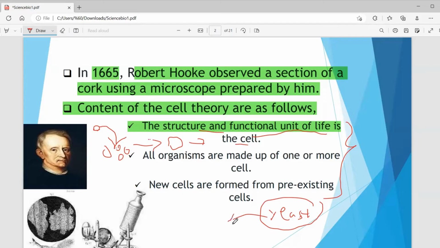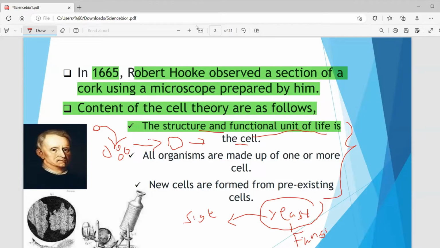You have to mark this as a single cell. This is a fungus, and it can appear in your MCQ papers. So take out your own notes, and I'll give a gentle reminder once again.